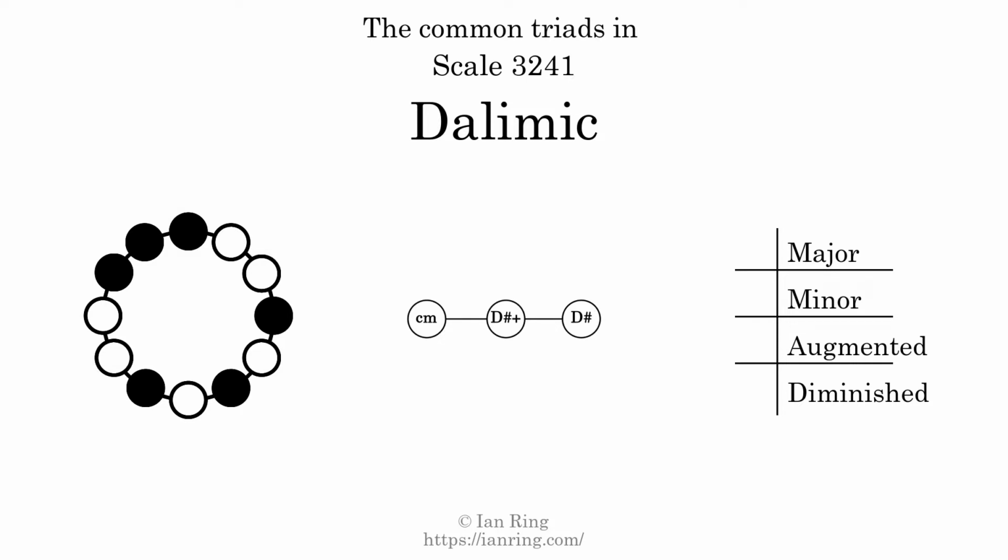Here are the common triads present in this scale. The diagram in the center is a graph of parsimonious voice leading between triads. There is one major triad. There is one minor triad. There is one augmented triad. There are no diminished triads. Here is a Hamiltonian path of parsimonious voice leading that uses all the triads.